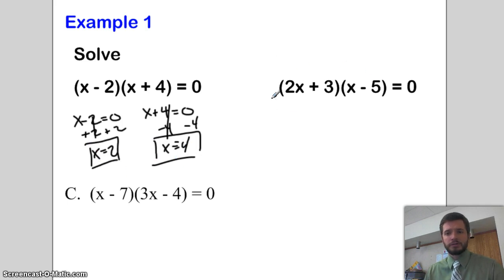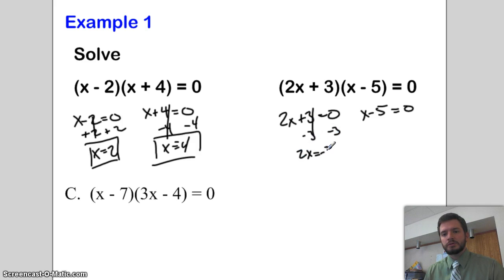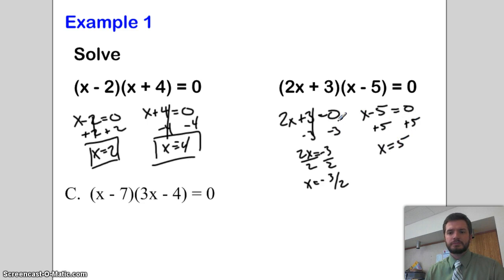Keep going. Here you see 2x plus 3 times x minus 5 equals 0. Set them both equal to 0. So 2x plus 3 equals 0, and x minus 5 equals 0. Now solve. Subtract 3 from both sides, so 2x equals negative 3. Divide by 2, x equals negative 3 halves. Add 5 on this one, so x equals 5. And those are your two answers there.